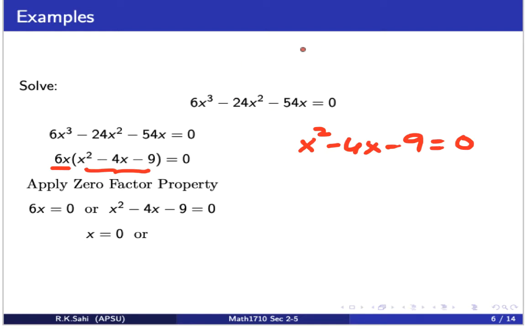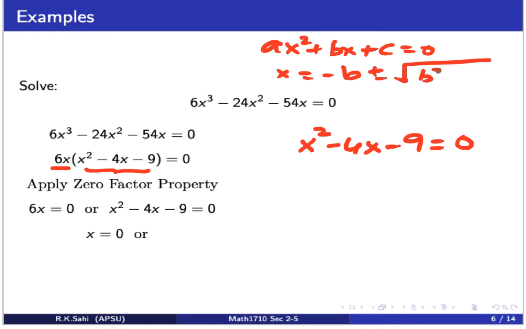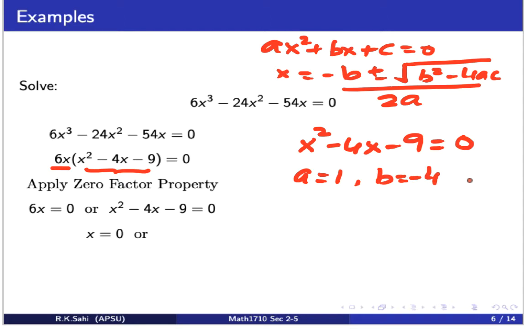Now remember the quadratic formula. If you're given ax squared plus bx plus c equals 0, the quadratic formula is x equals minus b plus or minus the square root of b squared minus 4ac, over 2a. So let's look at what the a, b, and c are in our quadratic equation. Our a is 1, b is minus 4, and c is negative 9.